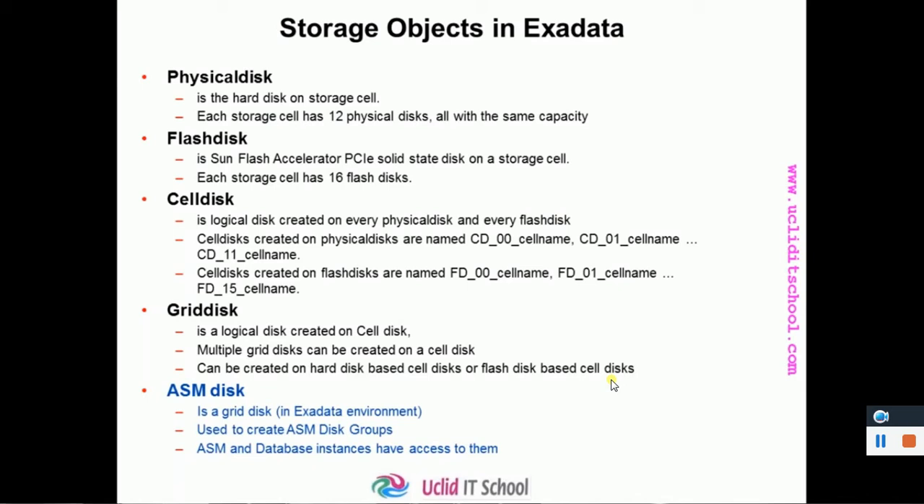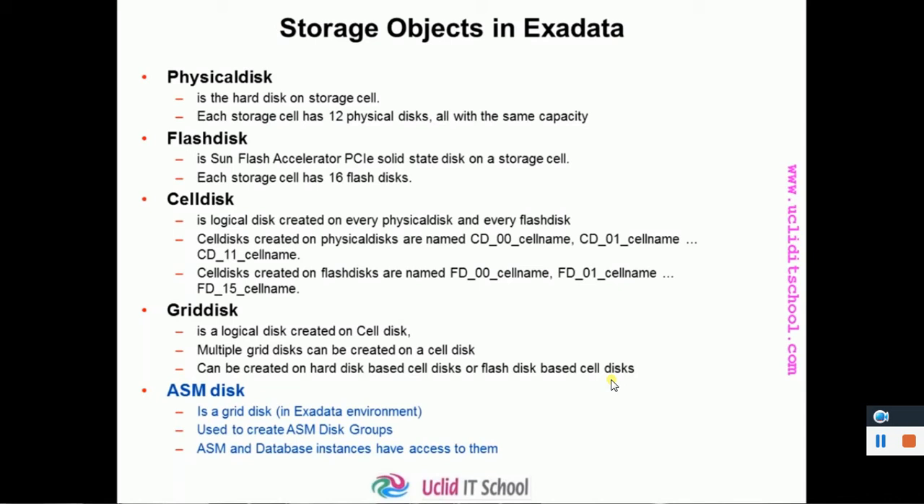Actually, there will be 4 slots on the board, and in each slot you will put one flash card, and each flash card has 4 flash modules. So 4 into 4 is a total of 16 flash modules. Again, the difference is version to version, the flash module size will vary, but the number is fixed. Next, cell disk.